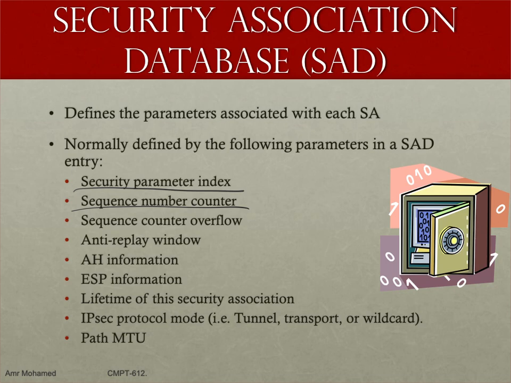So for mitigating the replay attack, we need, in fact, three fields, not just one. We need the sequence number counter. We need what we call the sequence counter overflow. Why? Because, again, the sequence number is like 32 bits, but it actually has to wrap around, right? So again, when I receive something from the past, does that mean this is actually a new packet?